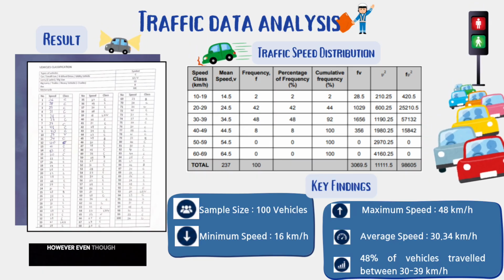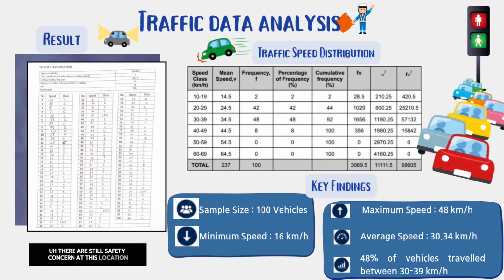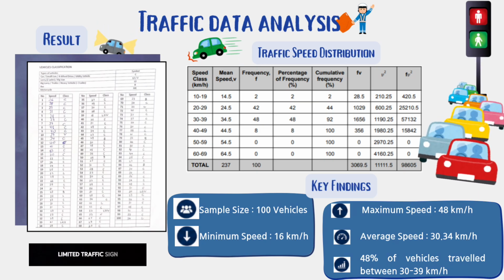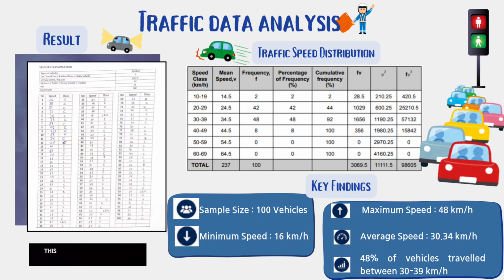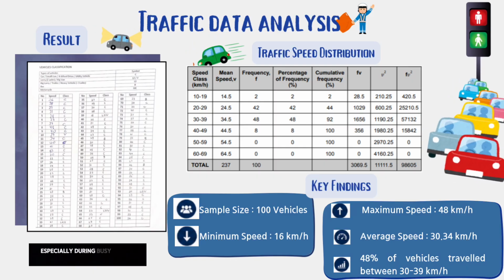However, even though the average speed was not very high, there are still safety concerns at this location because our site observation found illegal pedestrian crossing, limited traffic signs, dim street lighting, and blind spots. These issues can reduce driver awareness and increase the risk of accidents, especially during busy traffic or at night.